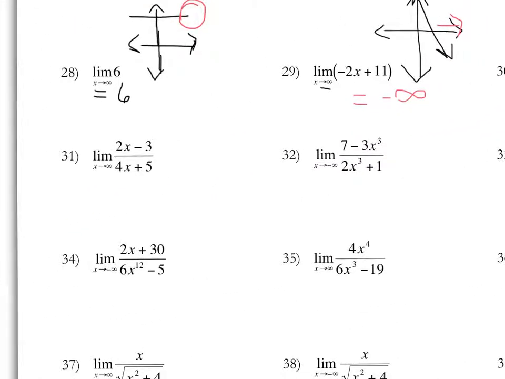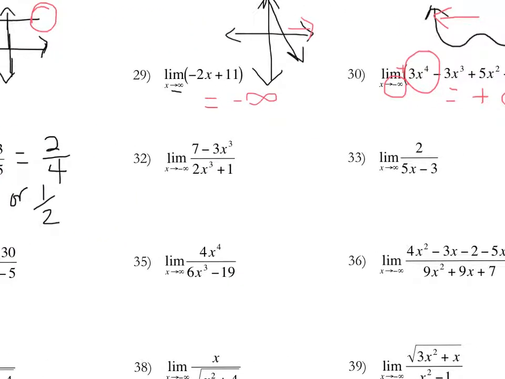Number 31. This one's more like the ones we practiced on last class. If we're approaching positive infinity and we've got the same degree on the numerator that we have in the denominator, so we've got our 2x over 4x, then I know that the x's would divide out and I'm left with the answer 2/4 or 1/2 if you prefer.